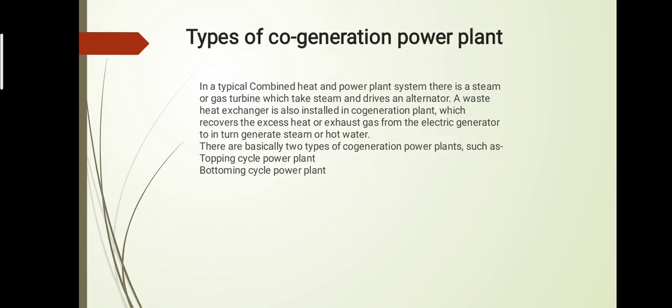Then we will see types of cogeneration power plant. In a typical combined heat and power plant system, there is a steam or gas turbine which takes steam and drives an alternator. A waste heat exchanger is also installed in a cogeneration power plant, which recovers the excess heat or exhaust gas from the electrical generator to in turn generate steam or hot water. There are basically two types of cogeneration power plants, such as topping cycle power plant and bottoming cycle power plant.